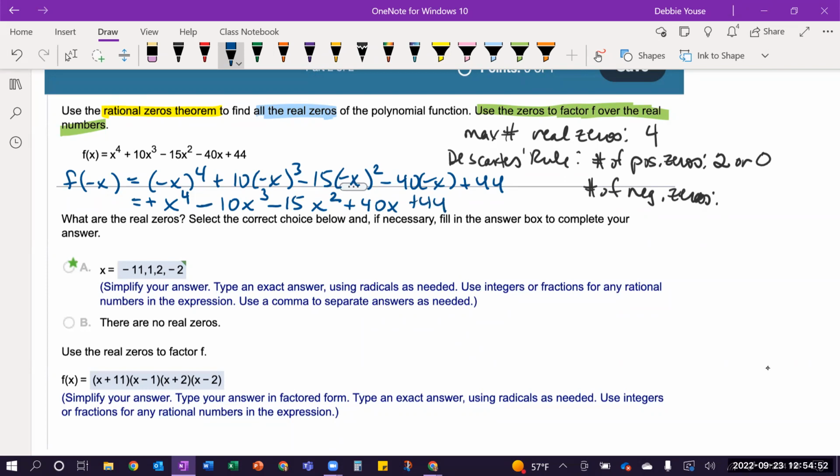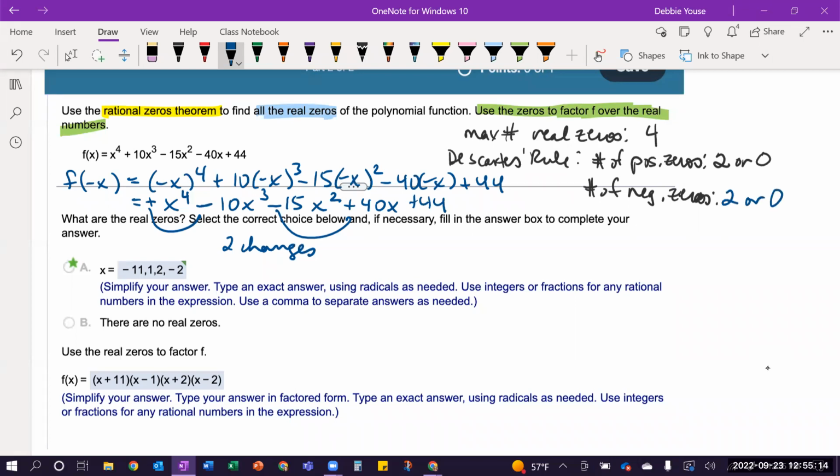Now I look for those sign changes. From the beginning, positive to negative is 1 change, negative to negative is no change, negative to positive is another change, positive to positive is no change. So again, I have 2 changes. Now they're not always the same. These ones turned out to be the same. So I have 2, or you count backwards.